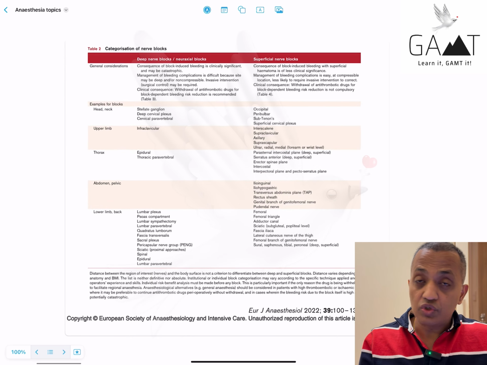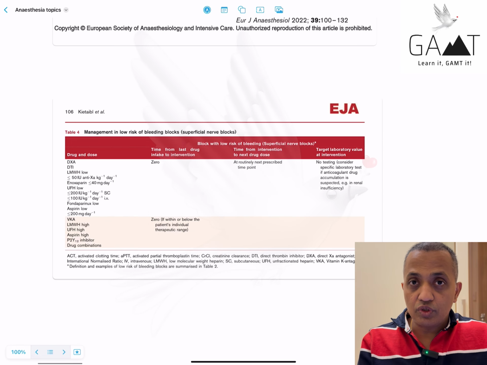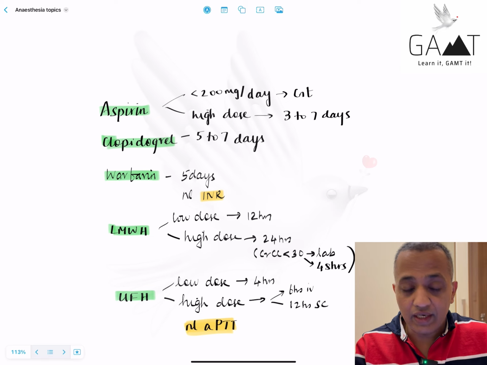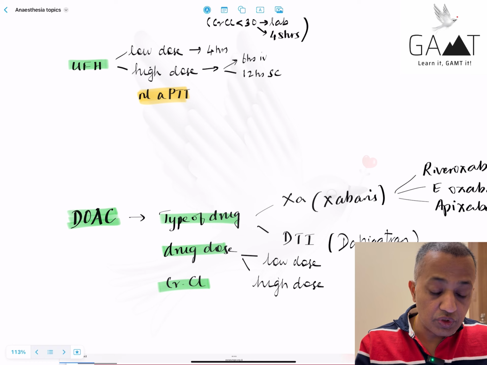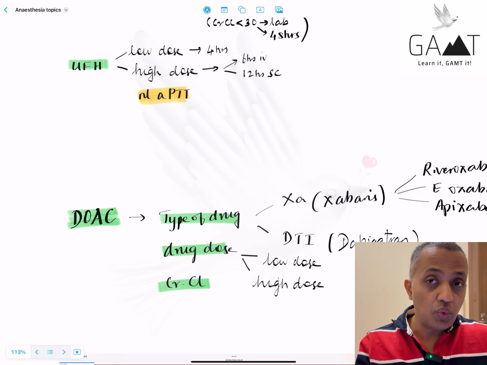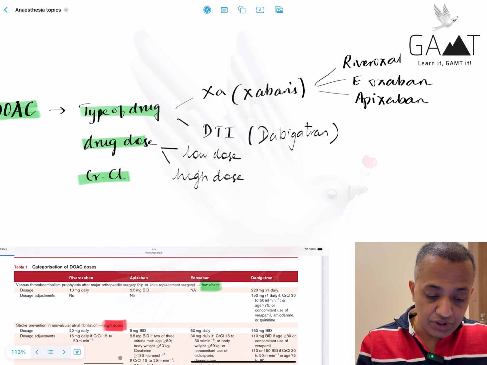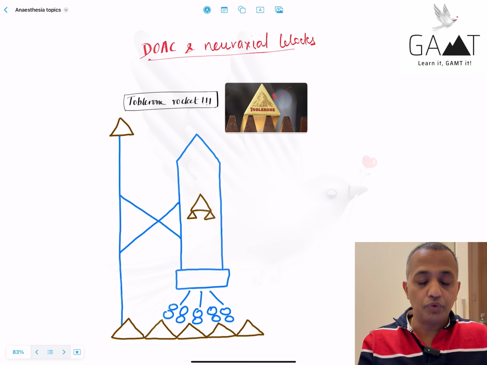We're going to look into what are superficial or deep blocks according to these guidelines, and the management of superficial blocks, which is very straightforward. We're then going to look into the classical anticoagulants, which most of us know already, and then the direct acting oral anticoagulant agents, the newer anticoagulant agents. These are typically more confusing than the older ones, and we have a GAMT for this: the GAMT for direct acting oral anticoagulants, which is a Toblerone rocket.